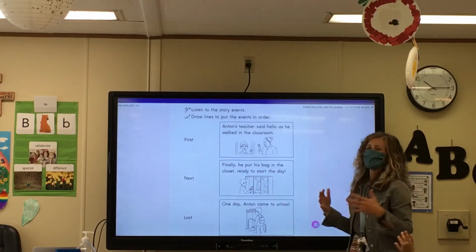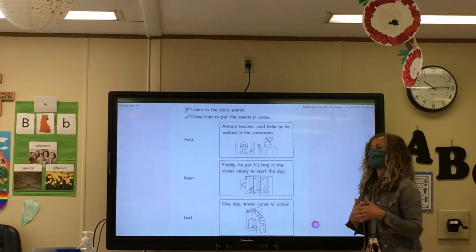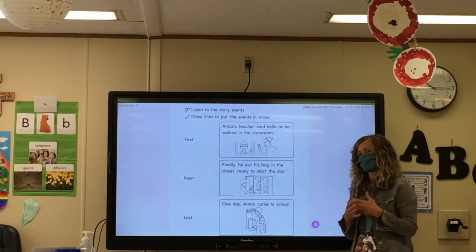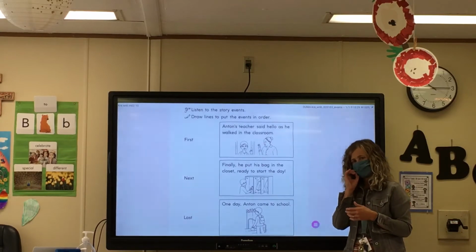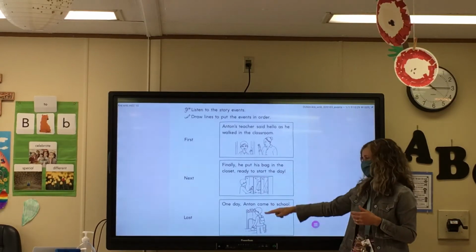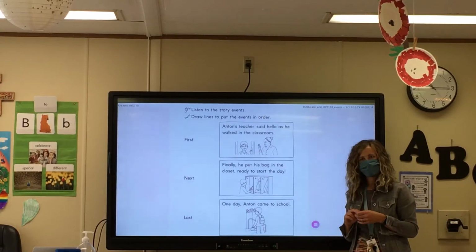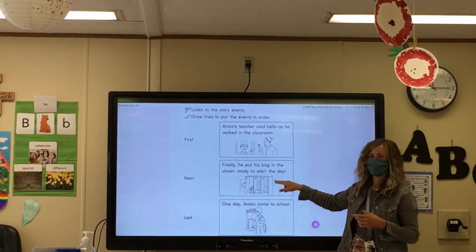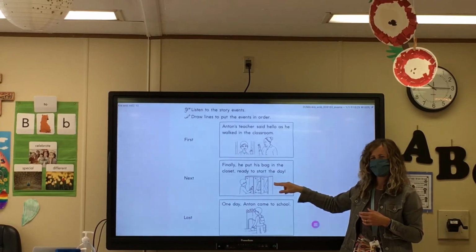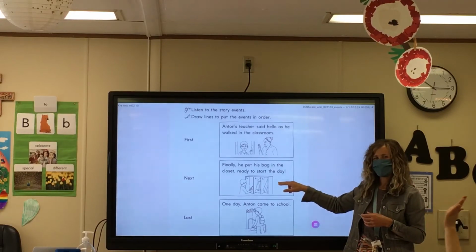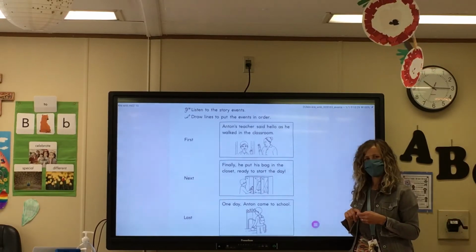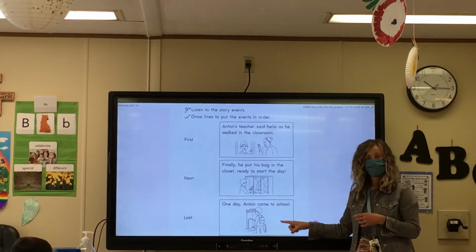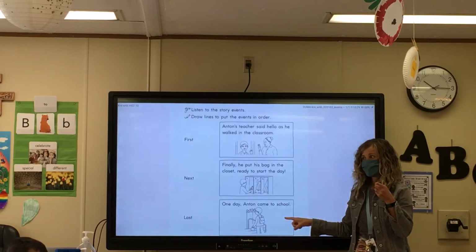You can tell that Anton's going to school, right? So what do you think we would start off with? Brayden, which one do you think is first? The top, the middle, or the bottom picture? Middle. The middle one? Finally, he put his bag in the closet ready to start the day. No, that doesn't sound right, does it? Let's try again. Riley, which one goes first? Bottom. The bottom. One day, Anton came to school. Does that sound good? Yeah.